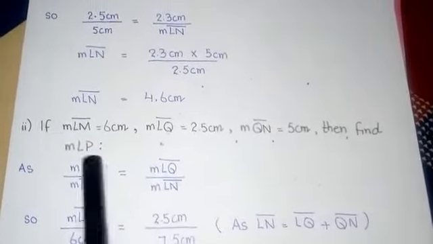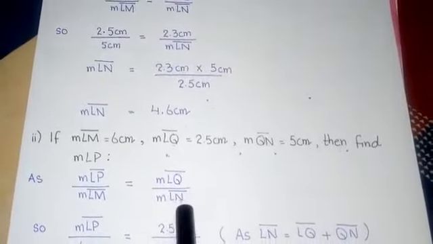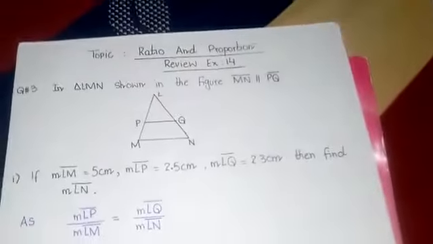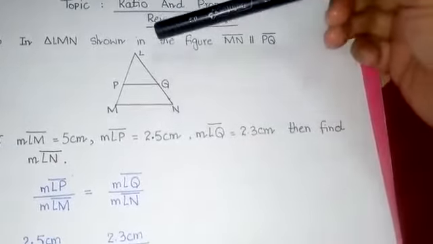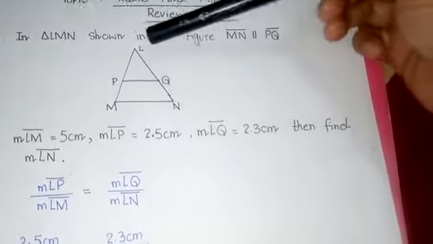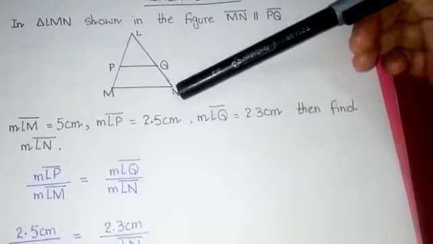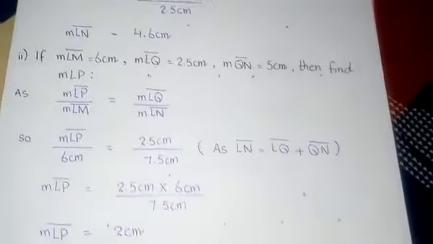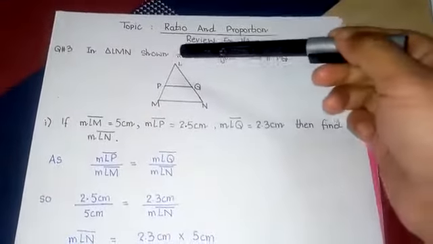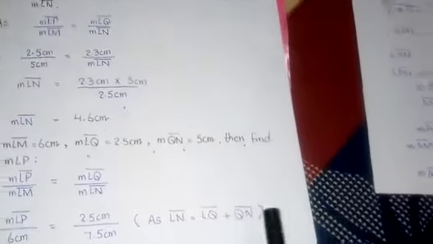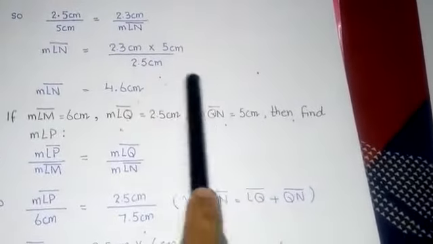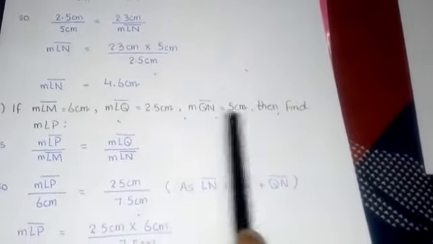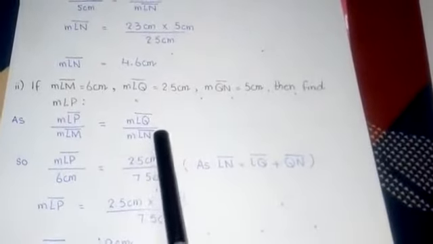But here you can see the value of LN is not given. But from the question you can see the value of LQ is given and the value of QN is given. So if I add these two values, then the measurement of LN will be calculated. Clear? So here I have written LN is equal to LQ plus QN. LQ is 2.5, QN is 5. After adding these two, we get 7.5. So the value of LN is 7.5.